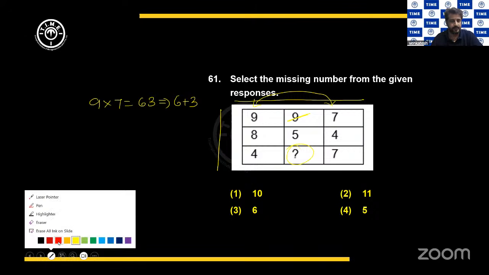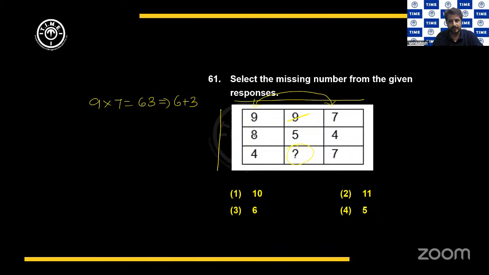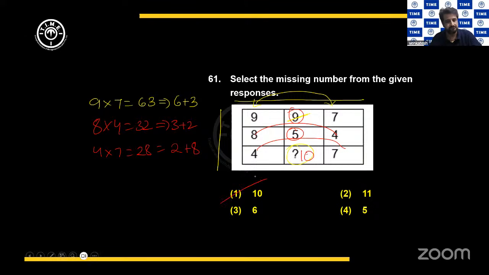Now, second number is, again, 8 into 4. 8 into 4 is 32. 3 plus 2 is 5. That is the middle number. Now, again applying the same logic, 4 into 7 is 28. Now, 2 plus 8 is 10. So, required answer is 10. Choice 1. Very interesting logic, but difficult to identify. Yeah, these kind of questions, they use it to give in the exam. So, you have to think in all the different ways if you want to get the marks.